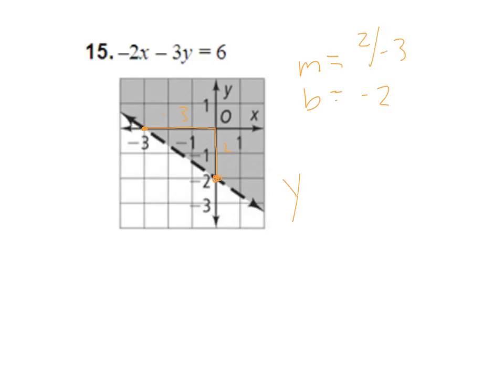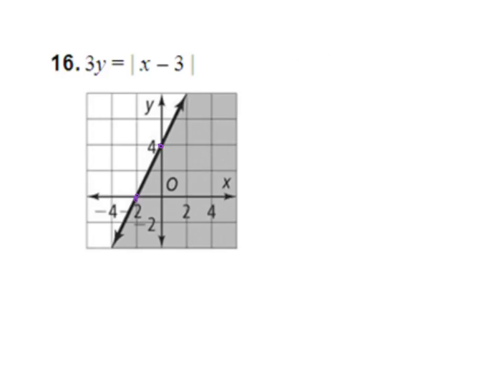So I'm going to again leave a space for my inequality sign, but have my mx plus b written out. And it's shaded above my line, so y would be greater than, and it's dotted, so I'm going to leave it just like that. And that would be my answer. Same thing here, I want to figure out what my m is. I also want to figure out what my b is.